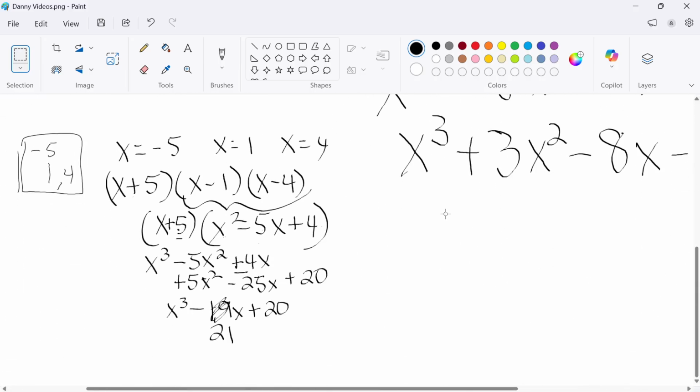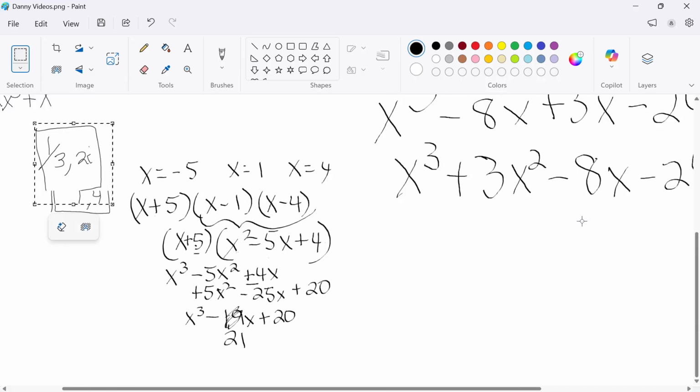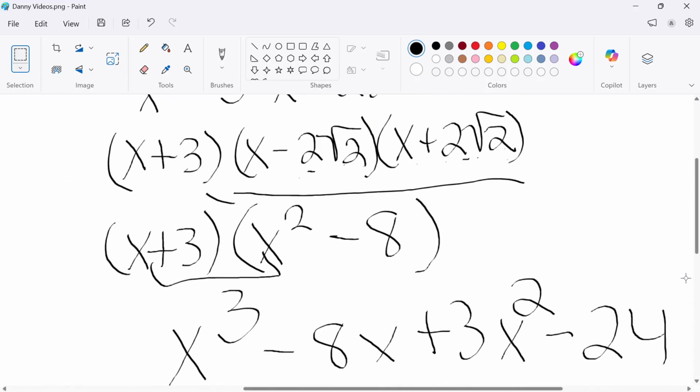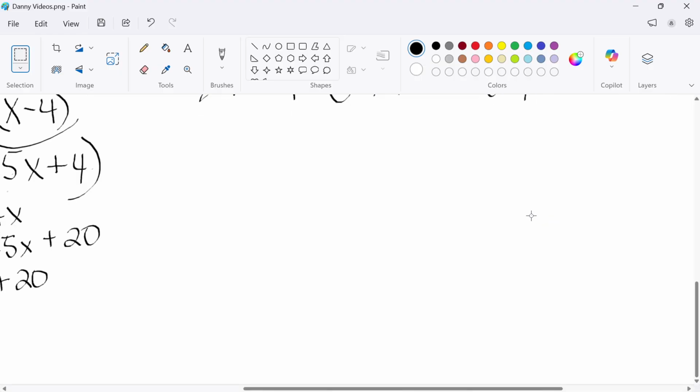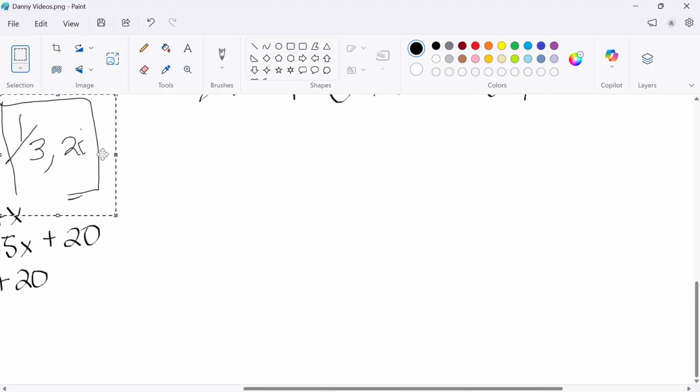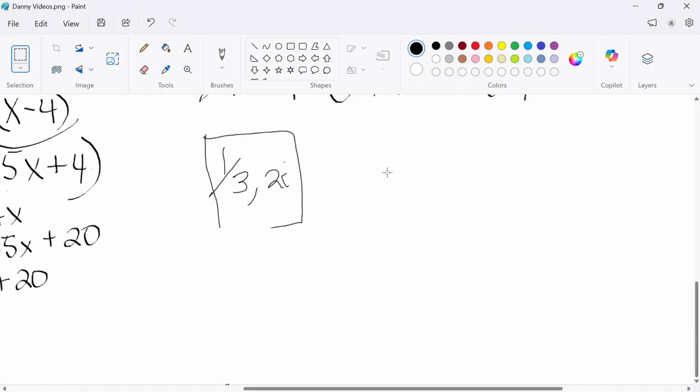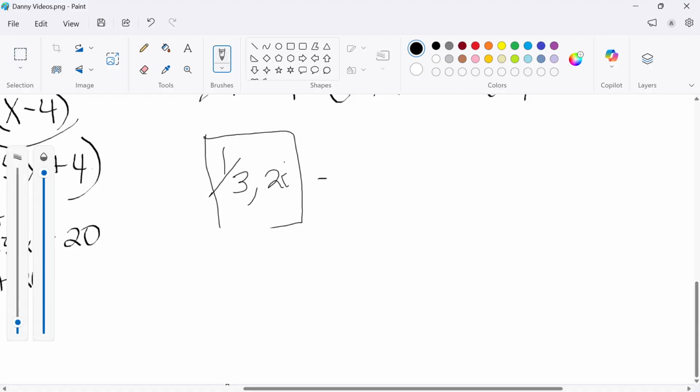All right, 1/3 and 2i. And just like with the square root, if one of the roots is 2i, then there has to be a negative 2i. So I've got 1/3, 2i and negative 2i. They always come in conjugate pairs if it's a square root or an i. So I get x equals 1/3, x equals 2i, x equals minus 2i.